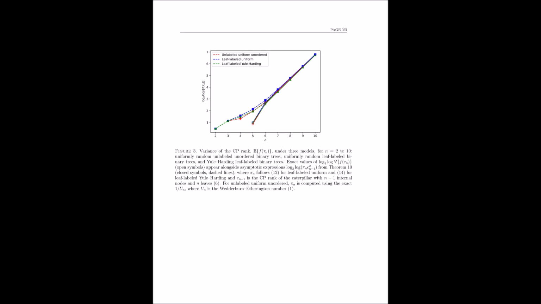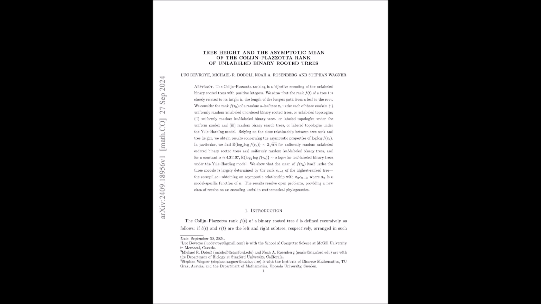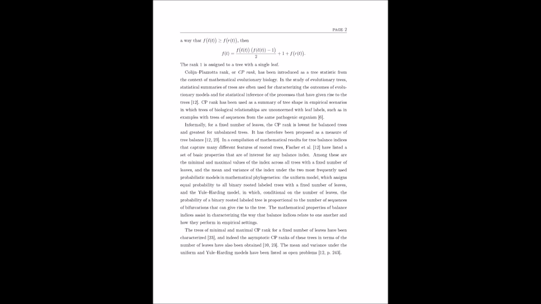Exactly. And what this paper reveals is that a tree's CP rank is very closely related to its height. And by height, we mean the longest path from the base of the tree all the way out to the farthest leaf. It's like those height charts at the doctor's office, but for math. So knowing a tree's height can give us clues about its CP rank and vice versa. Precisely. The researchers found a kind of hidden code within these trees, a connection between two different ways of understanding their structure.